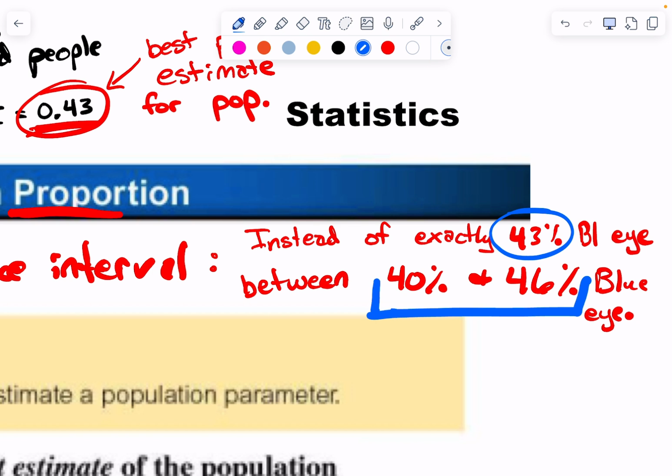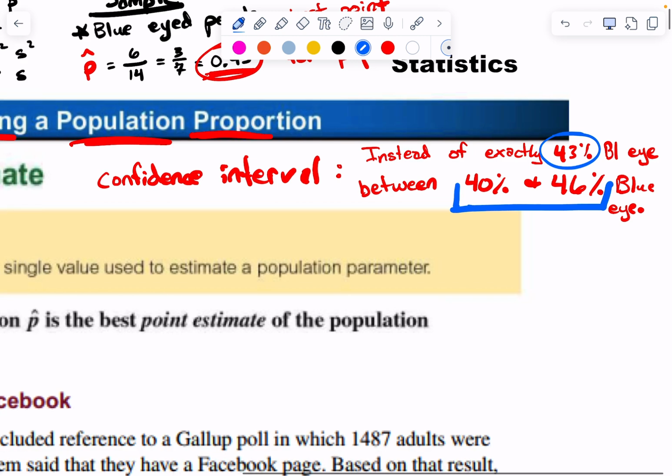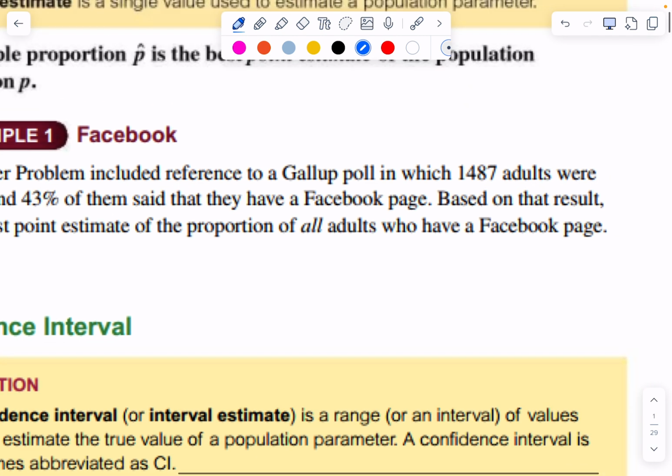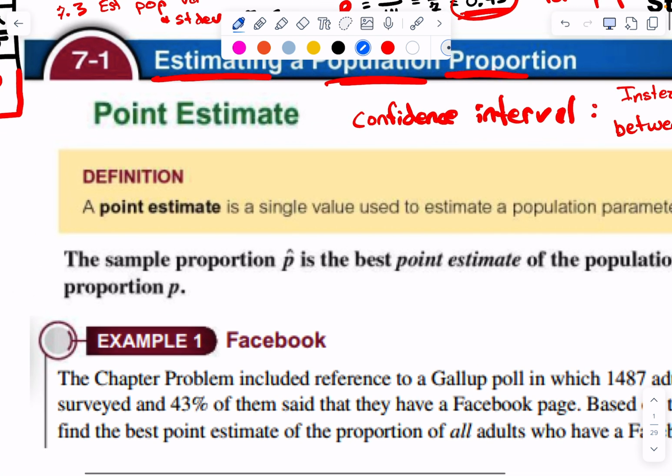So I can't definitively say exactly 43% because we only surveyed a sample, right? Maybe we got more blue eyes than normal, or less blue eyes than normal. So it's more accurate for me to say somewhere between 40 and 46%. Now I added and subtracted 3% each time. What tells us what to add and subtract each time is the formula, right? We're going to have a formula down below, okay? So let's talk about this.